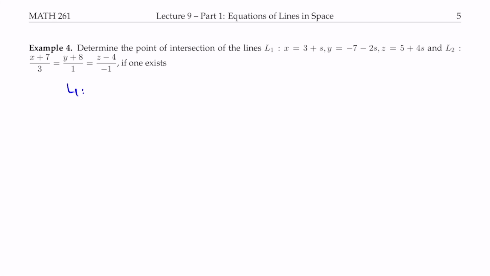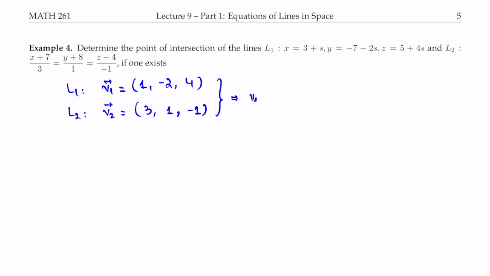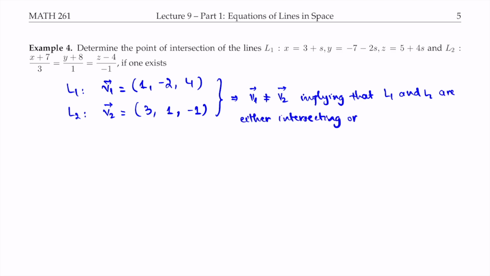From L1, the direction vector V1 is going to be (1, negative 2, 4). And for L2, you have the direction to be (3, 1, negative 1). So here you conclude that V1 is different from V2, implying that L1 and L2 are either intersecting or skew.